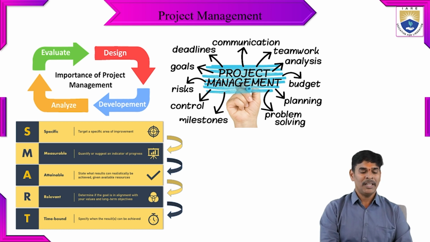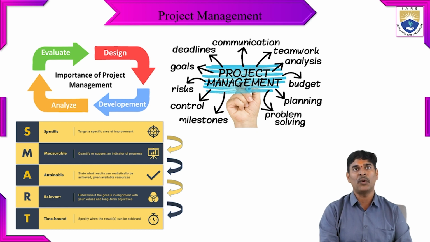Okay, so here the project management will be performing the role we can call SMART. SMART is nothing but: S stands for specific. It means the target is a specific area of improvement. So he will be analyzing to whom this project has to be given to do the task. And the next one is measurable. Measurable is nothing but whether this data has to be quantitative or qualitative.